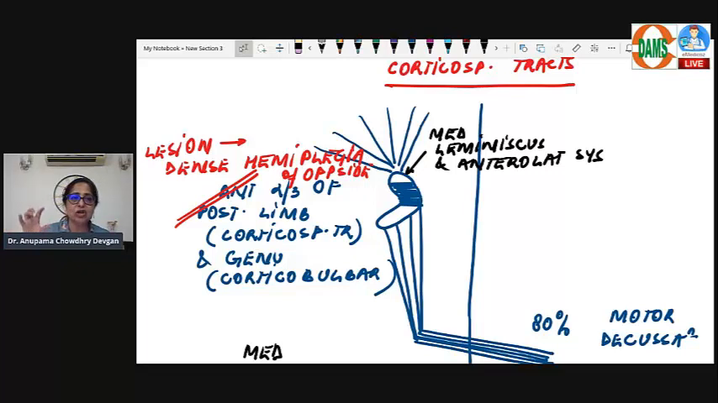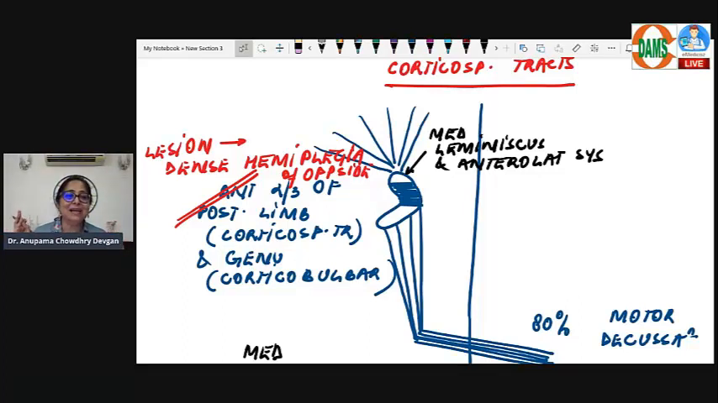Like I said, a lesion of this area is very common. In fact, it is the commonest lesion in the CNS. This is thromboembolic phenomena of the middle cerebral artery, which is the commonest lesion, and that is responsible for a dense hemiplegia of the opposite side. Why dense hemiplegia of the opposite side? Because, like I said, fibers are densely packed in this very small area. If there is a lesion of this area, it results in a dense hemiplegia of the opposite side.